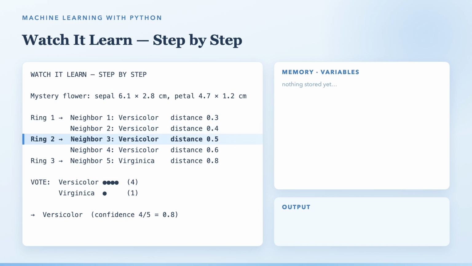Now they vote. 1 petal each. No flower's voice counts more than another's. Versicolor. 1, 2, 3, 4. Virginica. 1. 4 to 1. The meadow has decided. Versicolor.